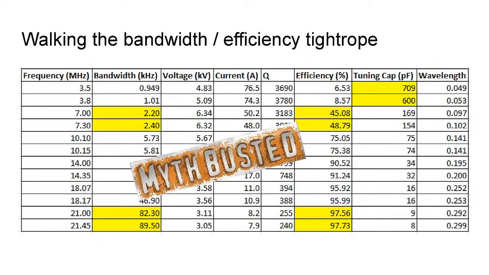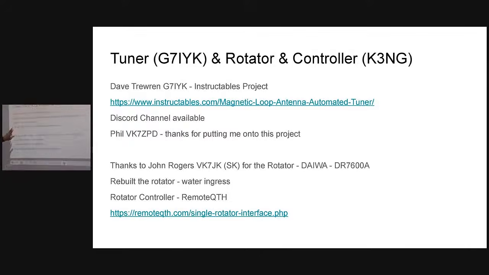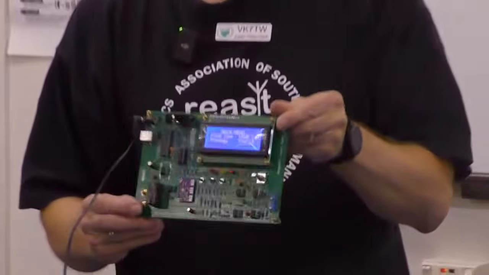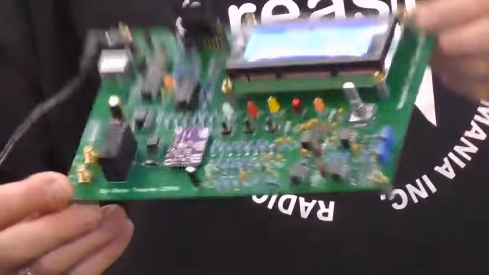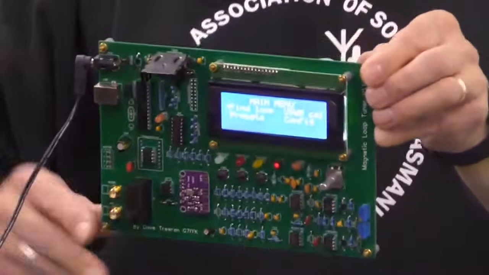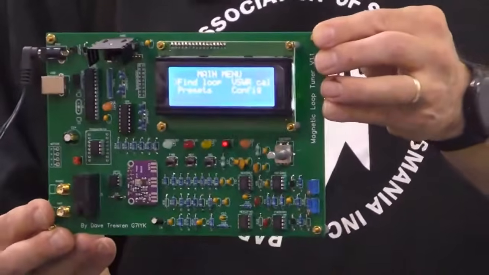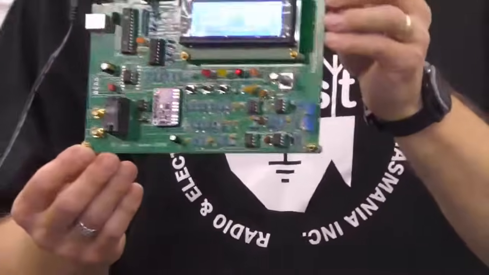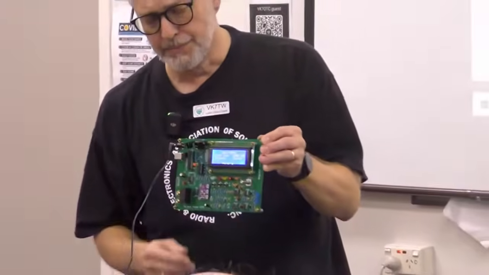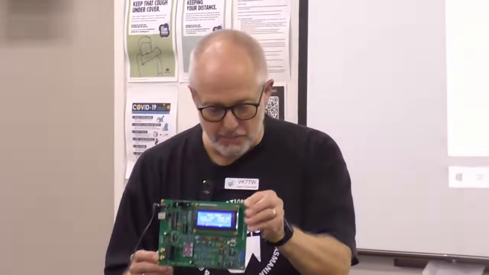Okay, this is the last couple of slides. One of the things I was put onto by VK7ZPD up north was a wonderful little project by Dave Truen, G7IYK, which is a magnetic loop tuner. Now, the way that he's actually done it is really nice because there is a really sensitive SWR bridge built into this, and it sits there and tunes your loop, so varies the vacuum capacitor up and down, and keeps it at its lowest SWR whilst you transmit away, so you don't have to worry about it. And you can also manually tune as well. So really, really nice bit of kit.